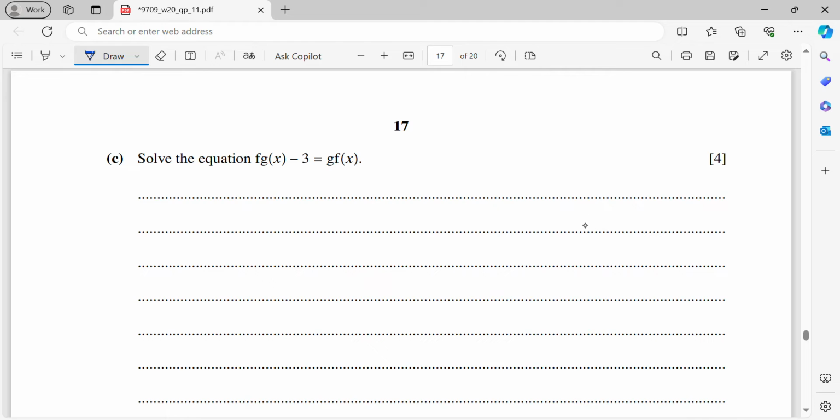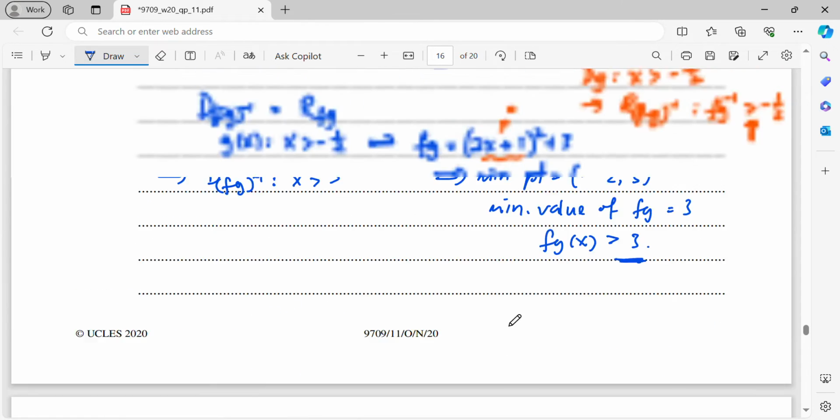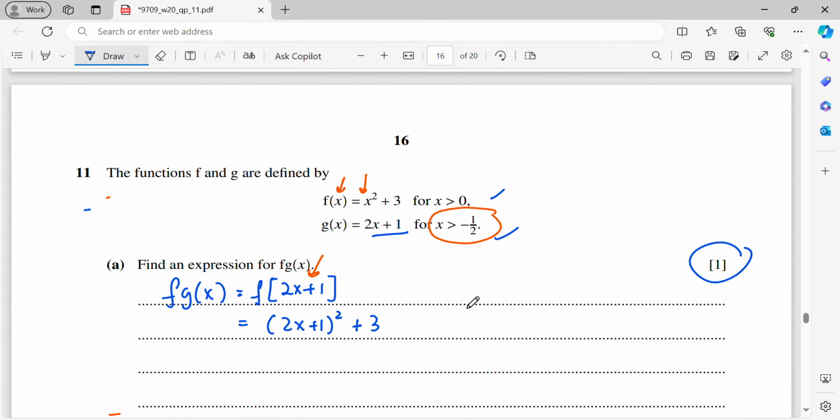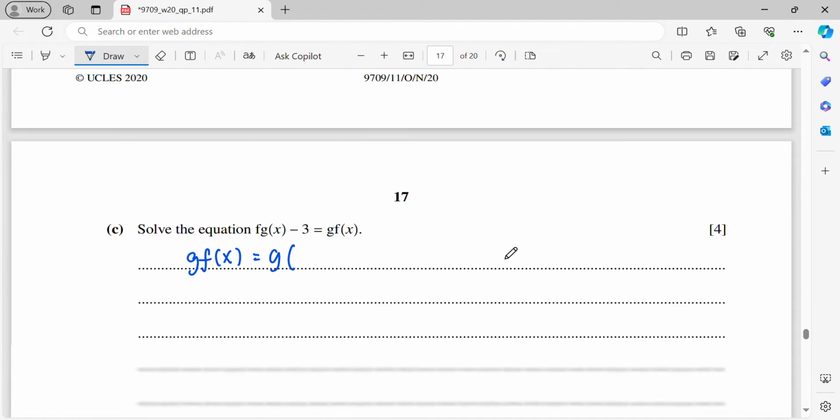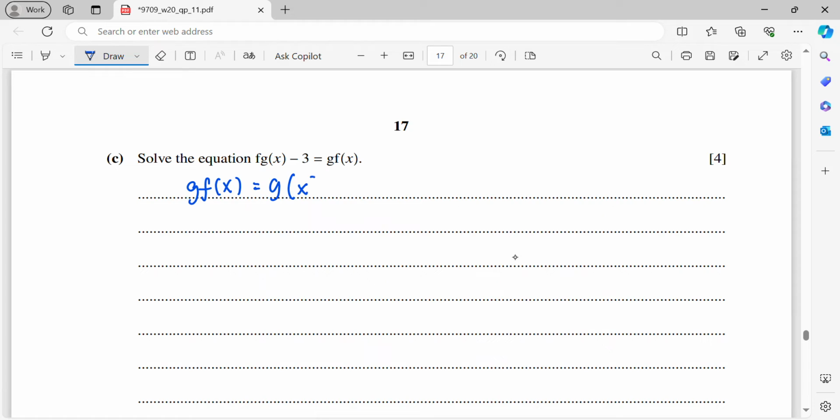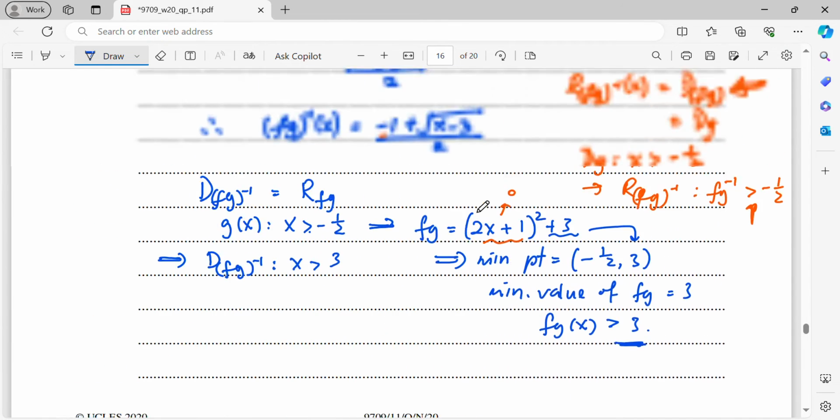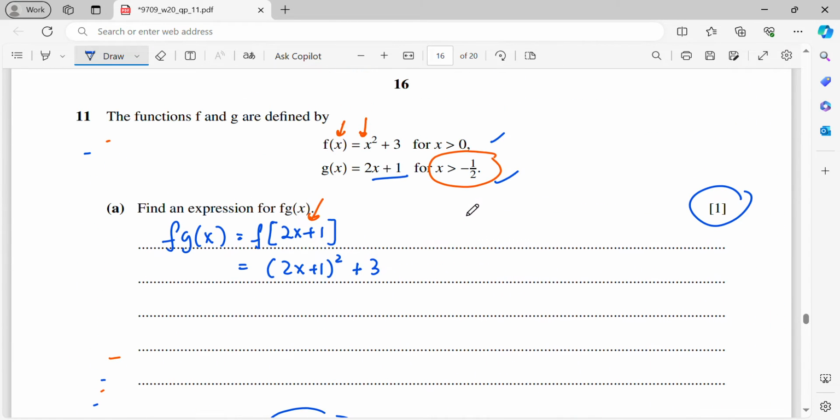Okay, now for C, solve the equation fg minus 3 equals gf. So now, what is my gf? Get the function first. It will be g of f(x). f(x) is x squared plus 3. Then now my g(x) just now equals 2x plus 1.